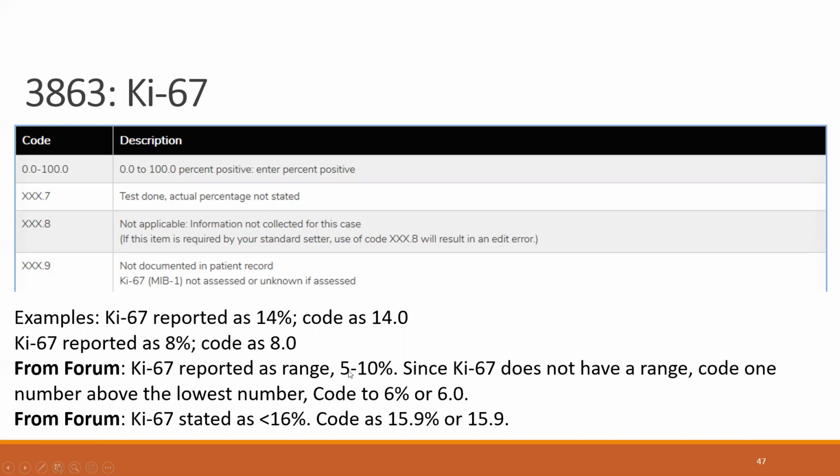So if you had the range of 5 to 10%, code one number above the lowest number. So you would take this to 6% or 6.0. If you had less than 16%, because of our rules of less than and greater than, you would go down to 15.9%.